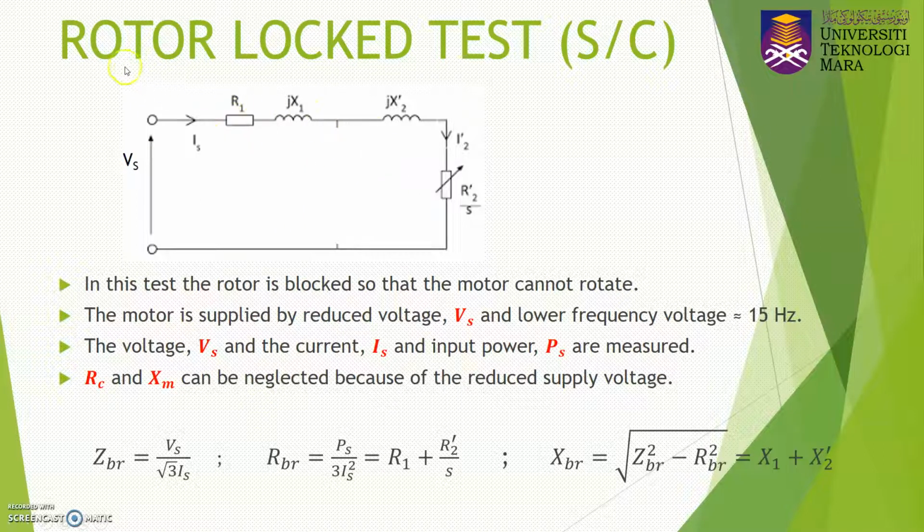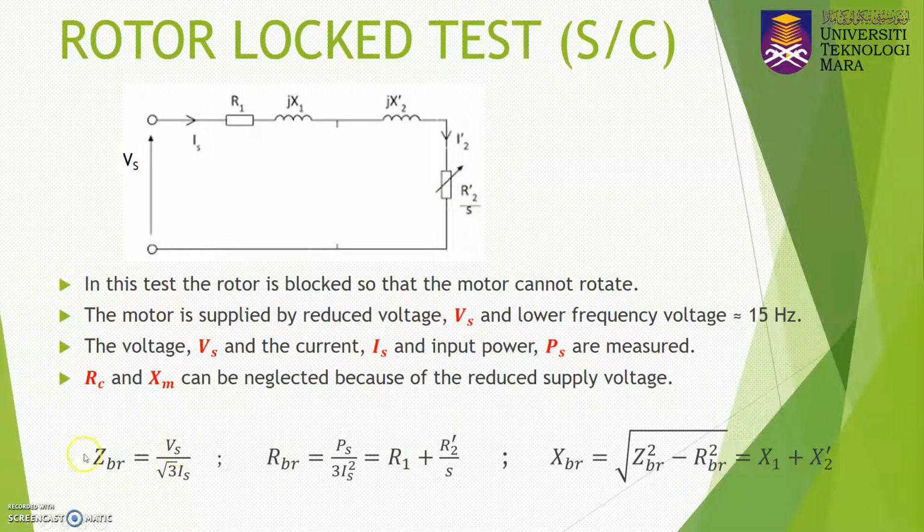So basically, this is the equivalent circuit of the induction machine under the rotor lock test condition. When you short circuit the rotor part, RC and XM are neglected because you reduce the voltage supply. So you are left with R1, jX1, jX2 prime, and R2 prime divided by S. By applying Ohm's law to this circuit and using the measured values of Vs, Is, and Ps, you can find R1, jX1, jX2 prime, and R2 prime over S.